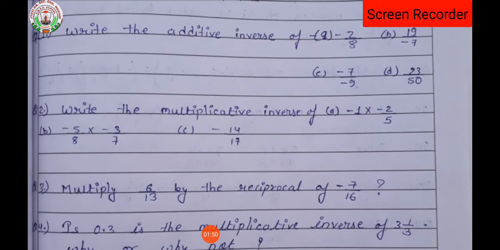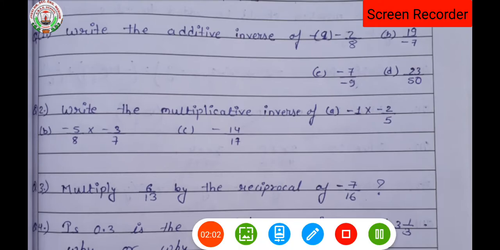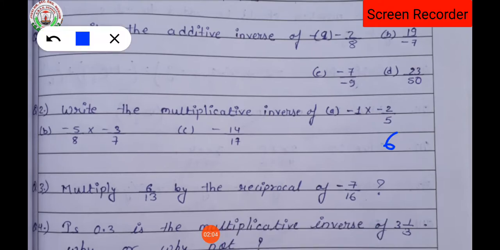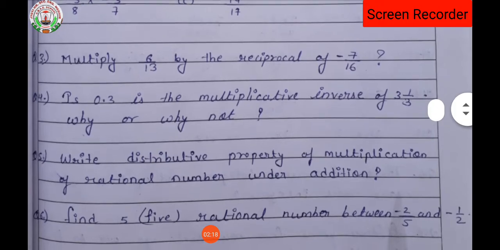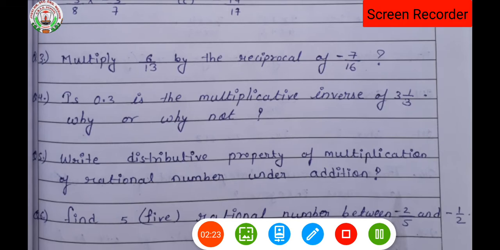Next question we are having, multiply 6 upon 13 by the reciprocal of minus 7 upon 16. This question is from exercise 1.1. What is said over here? What we have to do? We have to multiply 6 upon 13 with the reciprocal, 16 upon minus 7. So whatever answer you will get, you have to write here. Clear?